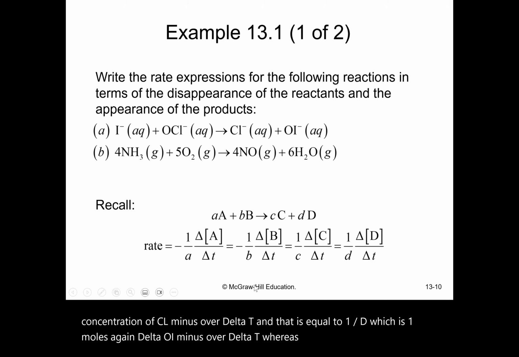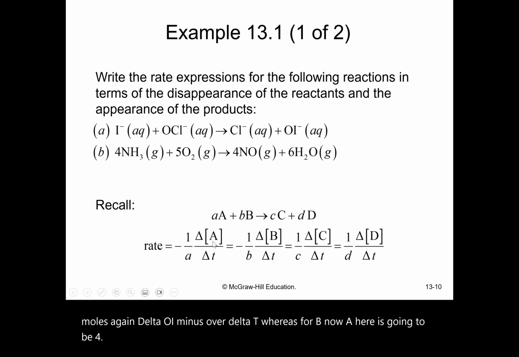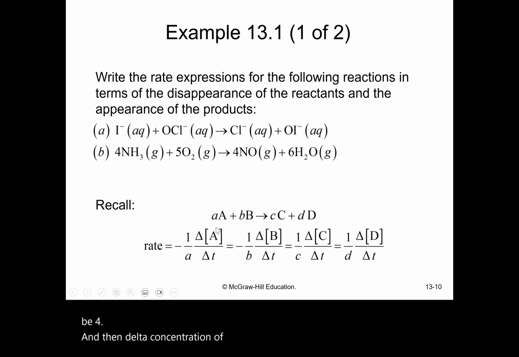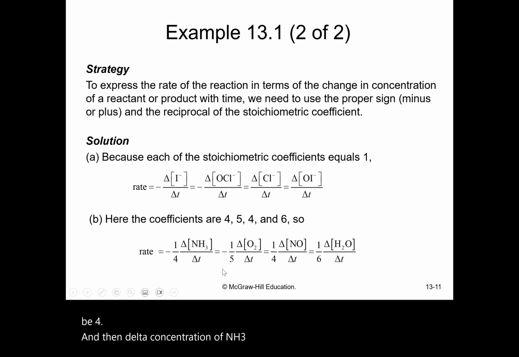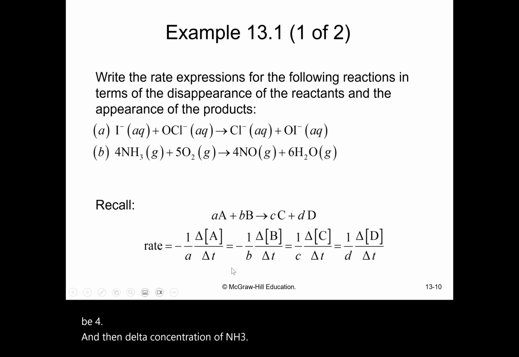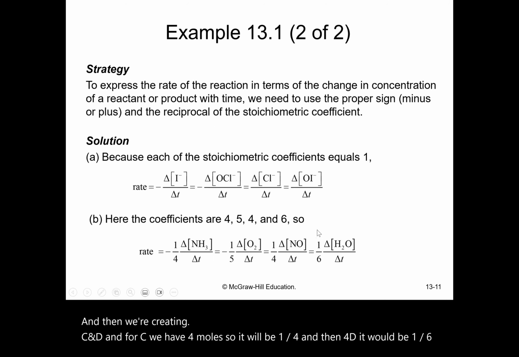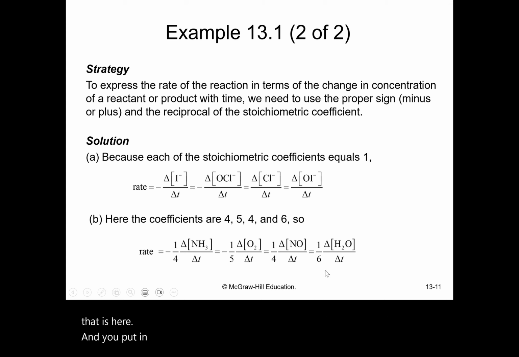Whereas for B now, A here is going to be 4, and then delta concentration of NH3. And then we have here, you guys see negative 1 over 5, and that is the 5 for O2 here, the moles. And then we're creating C and D. For C we have 4 moles, so it would be 1 over 4. And then for D, it would be 1 over 6. And that is here. And you put in the delta concentration of each section over delta T.